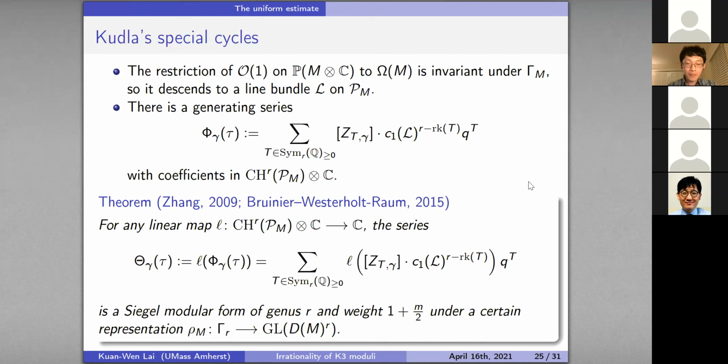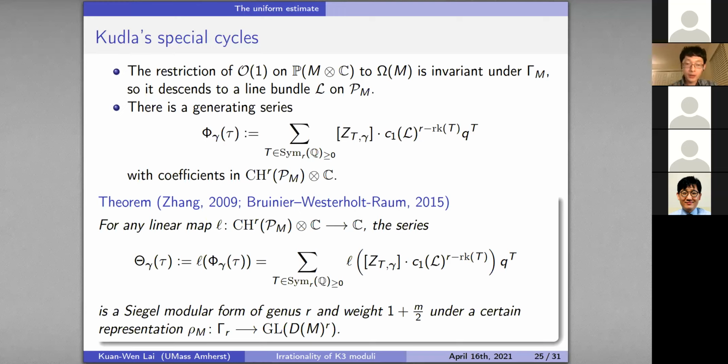And now we have the theorem. Zhang and Bruinier, Westerholt, Raum, these three, they proved that this generating series above forms a Siegel modular form of genus R and weight 1 plus m over 2 under a certain representation. This representation here is quite similar to the case of Heegner divisors, but of course it looks more complicated, so I don't want to write it down here. So they proved that this generating series is a modular form.